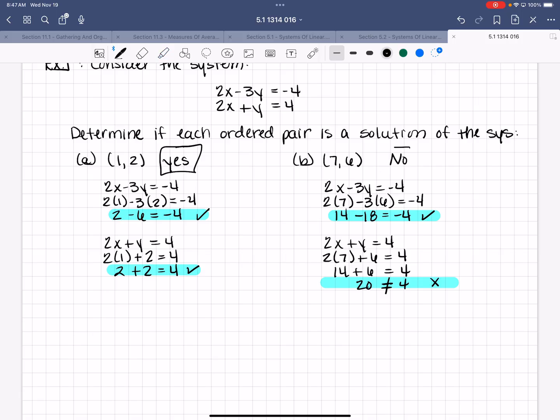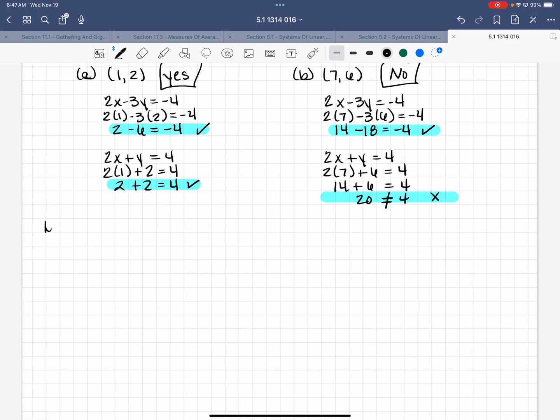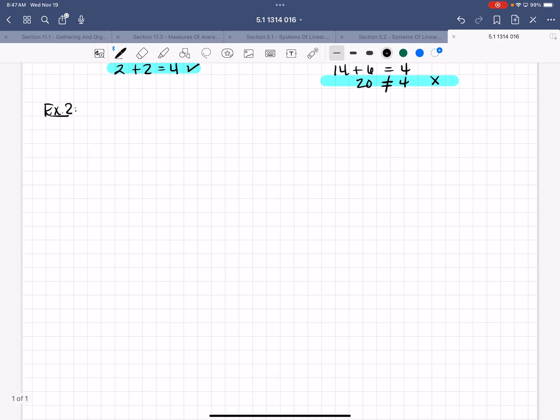Okay. Your first couple of questions on your homework are like that. All you're doing is plugging in, seeing if it's a solution or not. Okay. Let's look at example 2. Example 2 says, solve by the substitution method.